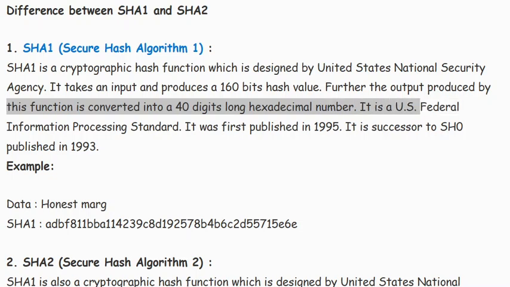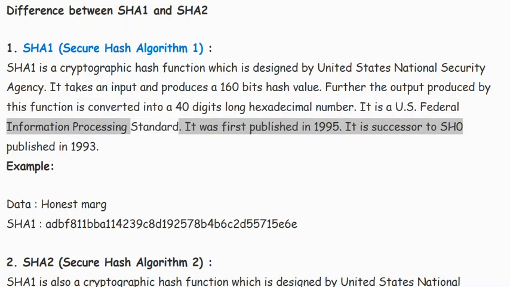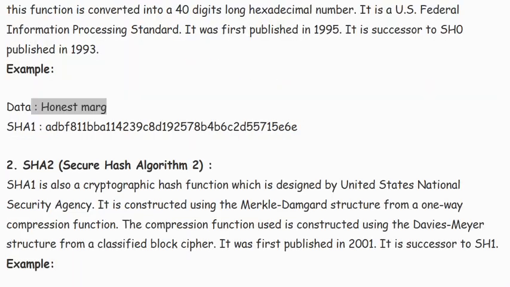It is a US Federal Information Processing Standard. It was first published in 1995. It is successor to SHA0 published in 1993. Example: Data, Honest Marg SHA1, at BF811B114239C8.